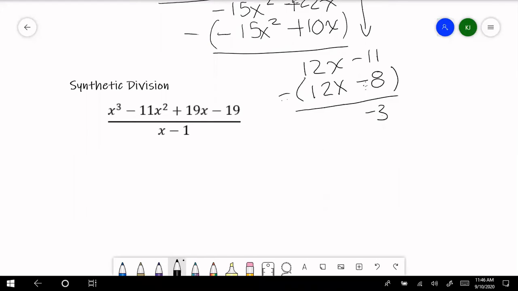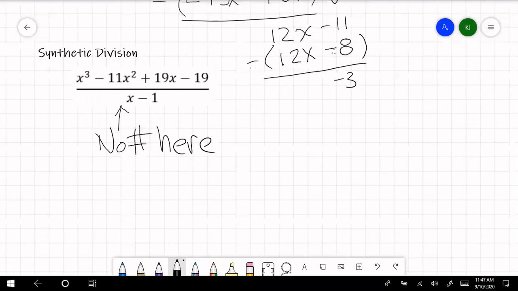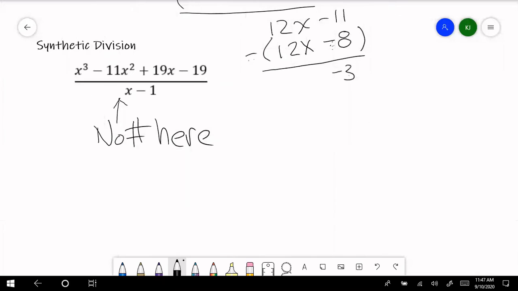This is totally different. Now, synthetic division only works if there's not a number in front of the x you're dividing by. That's the only time it works. There has to be no number here. If there's a number there, synthetic division doesn't work. You have to do long division. But synthetic division is a lot easier.